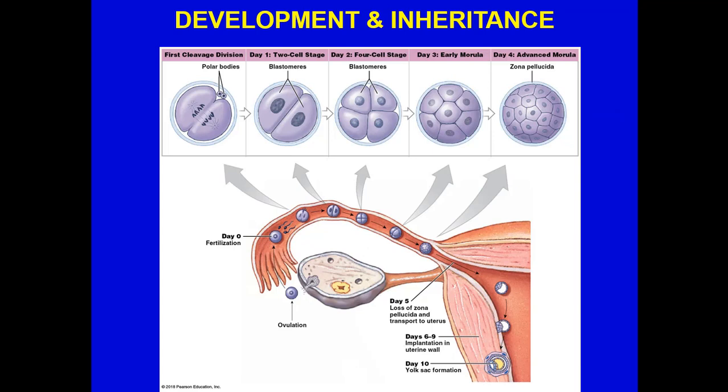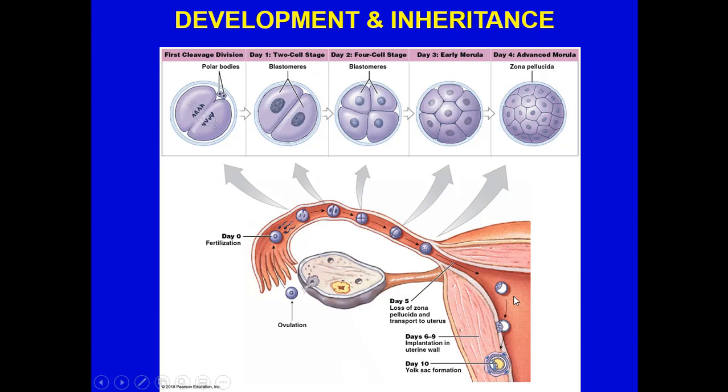Here's our first cleavage division. Now we have blastomeres, 2-cell stage, 4-cell stage. Notice that we're having this reduction here and each of the cells gets somewhat smaller. Eventually we get to the early morula. We have the advanced morula, many, many more cells still being contained by the zona pellucida. Eventually, by about day 5, we lose the zona pellucida and we start having this transport to the uterus.